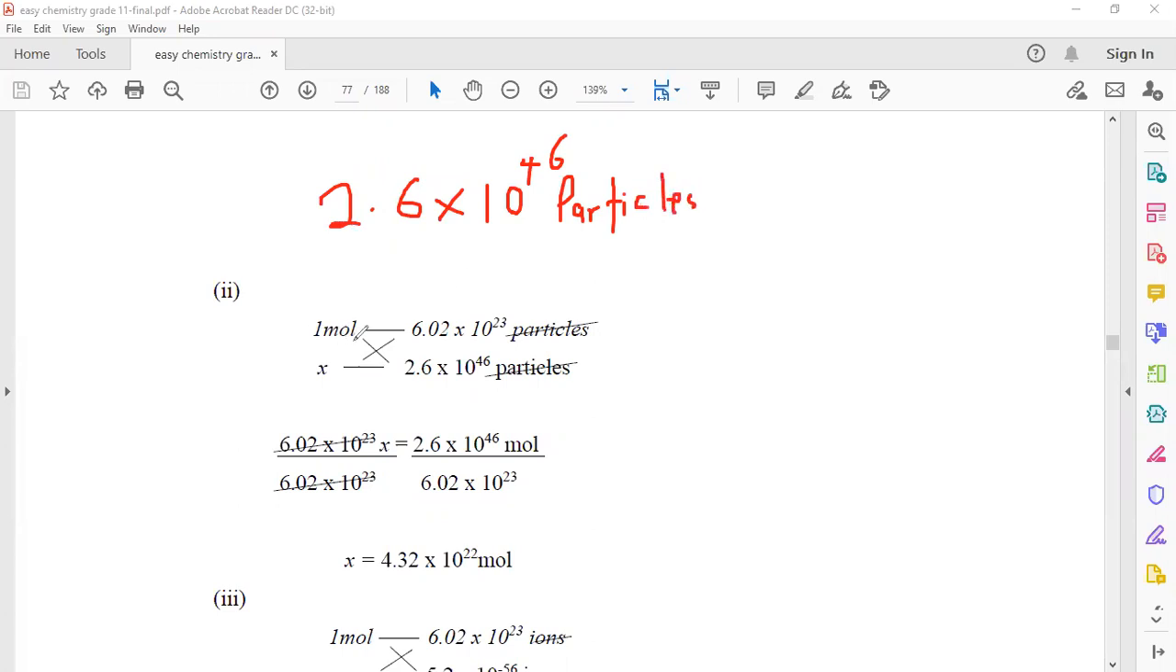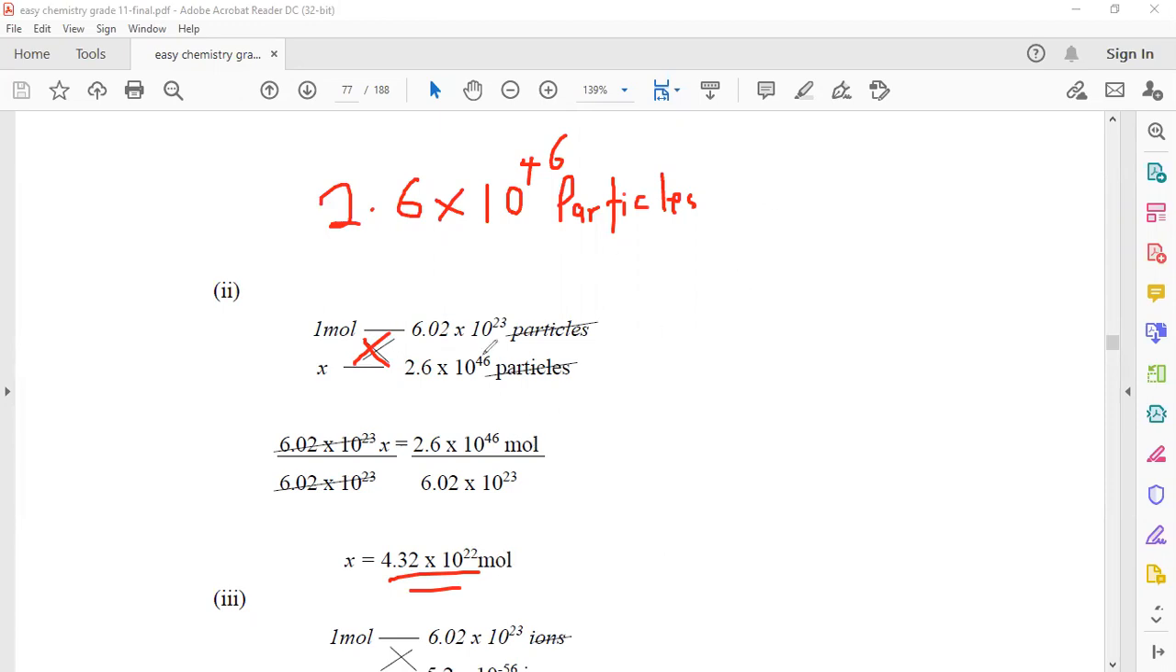So it's just one mole is equal to 6.02 times 10 to the power 23 particles. Then what about 2.6 times 10 to the power 46? So you cross multiply there. So it will be 6.02 times 10 to the power 23 x. So you divide throughout by this number, then you get 4.32 times 10 to the power 22 moles.